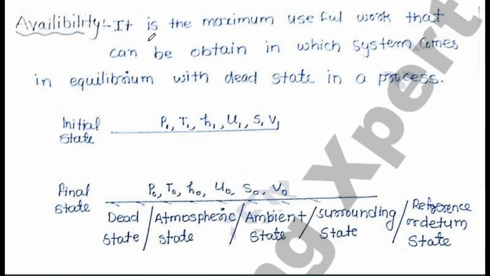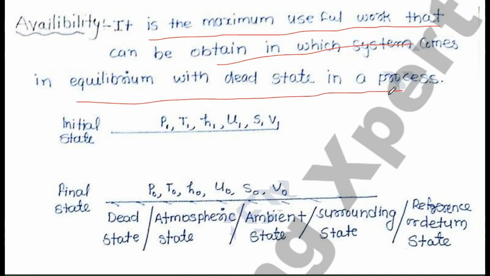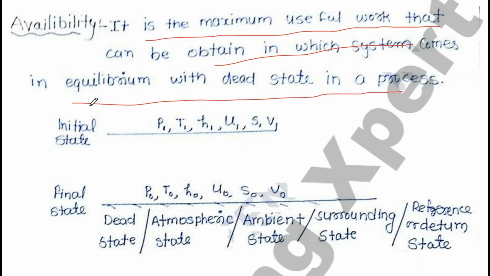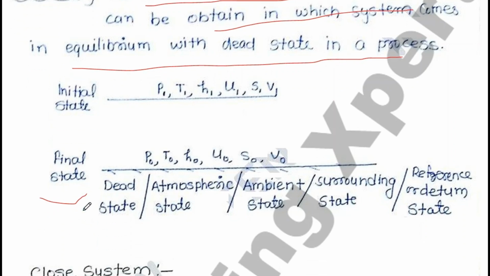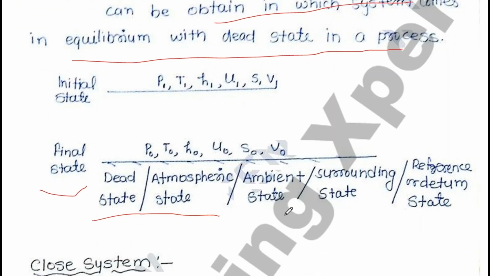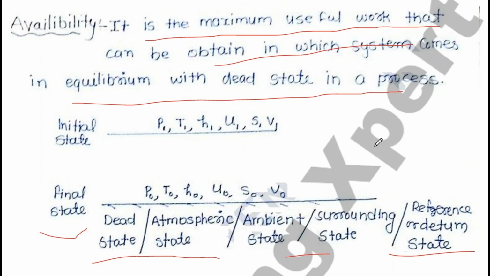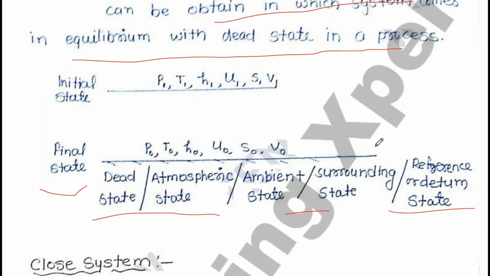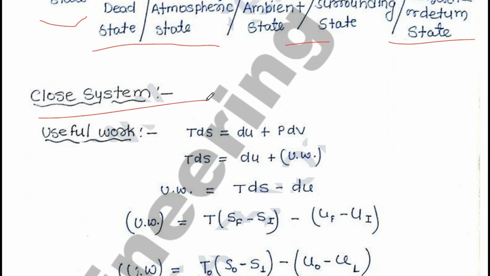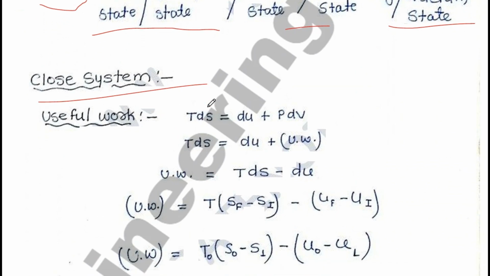So availability is the maximum useful work that can be obtained when the system comes in equilibrium with the dead state in a process. So the difference from the case that we discussed just above is we are not considering the final state as the dead state. It can be any other state also other than the dead state. So dead state is basically coming to atmospheric ambient or surrounding temperature. Okay, so let's discuss it first for the closed system.